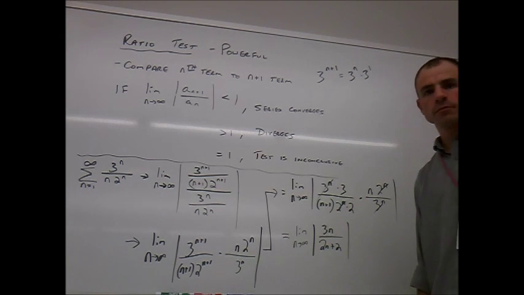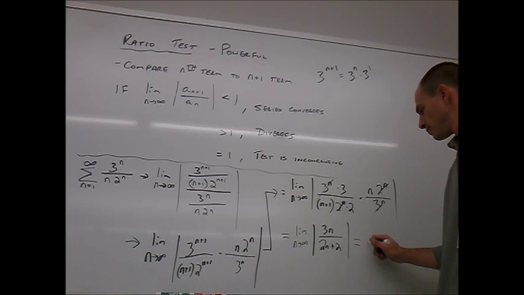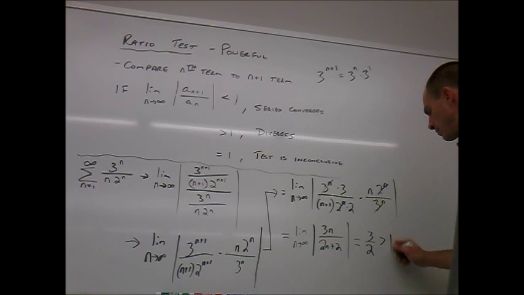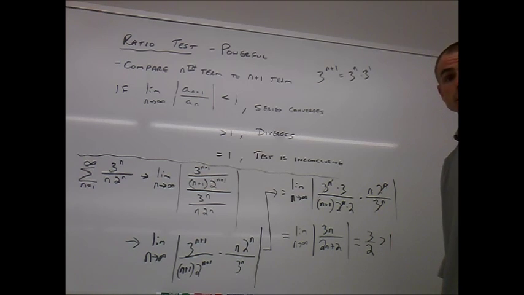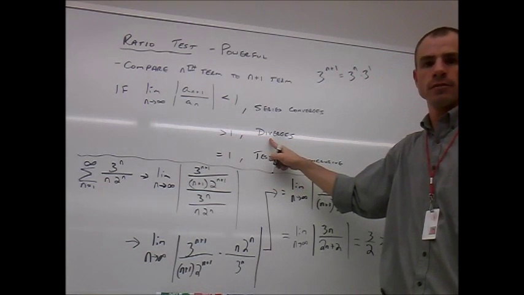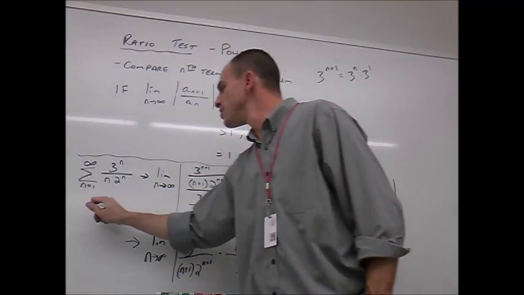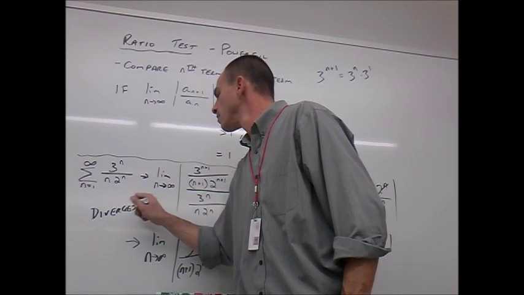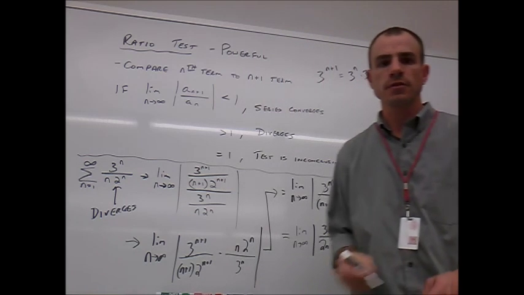What's that equal to? That's equal to 3 halves. I'm pretty sure that's greater than 1. And if the ratio is greater than 1, the series diverges. So we have just used the ratio test to prove that this series diverges. Okay.